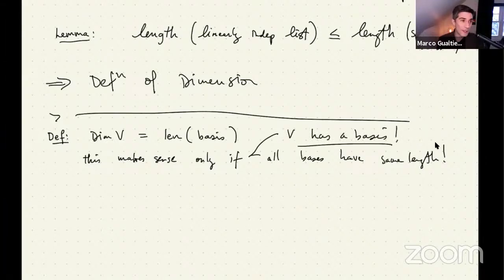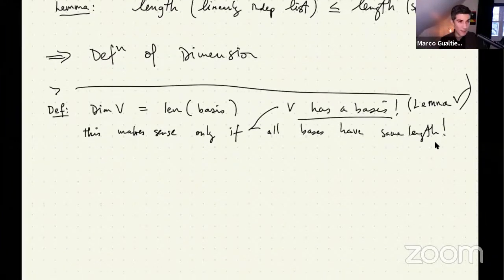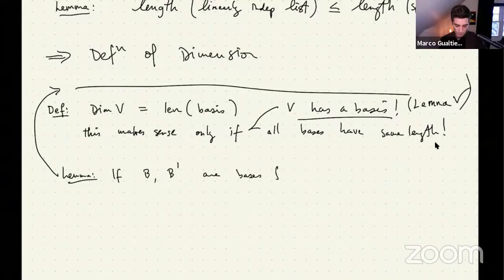So we first need the thing to even have a basis in the first place, and we have a lemma to that effect. We have a lemma that says that any finite dimensional vector space has a basis, and now what we need to check is the preliminary result that two bases have the same length. So if B and B prime are bases for V, then the length of B is equal to the length of B prime.